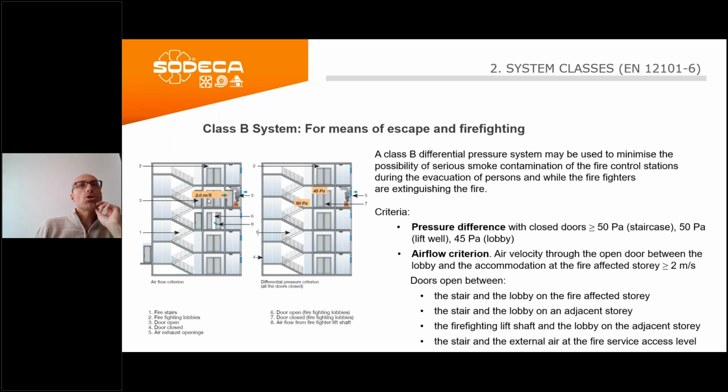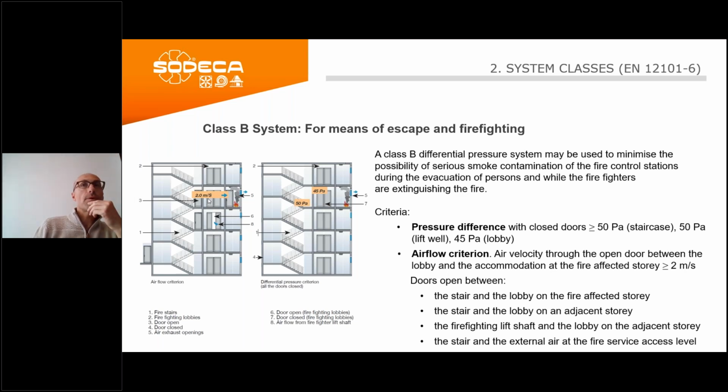So in this case, we have to pressurize 3 different rooms: the stairwell, the lobby at the fire level, and the firefighting lift. And we have 2 different criteria: the pressure difference criterion with all the doors closed, that is 50 pascals for the stairwell, 50 pascals for the firefighting lift, and 45 pascals for the lobby.